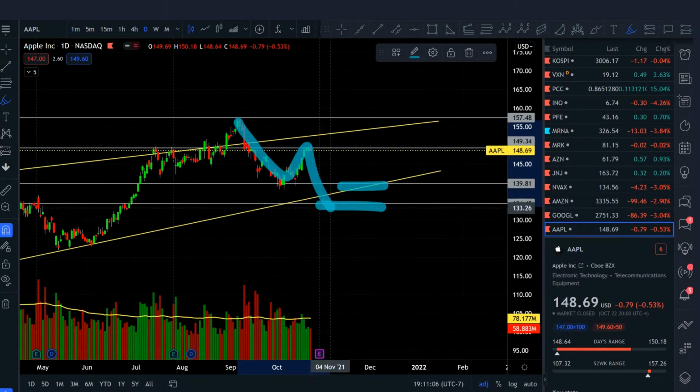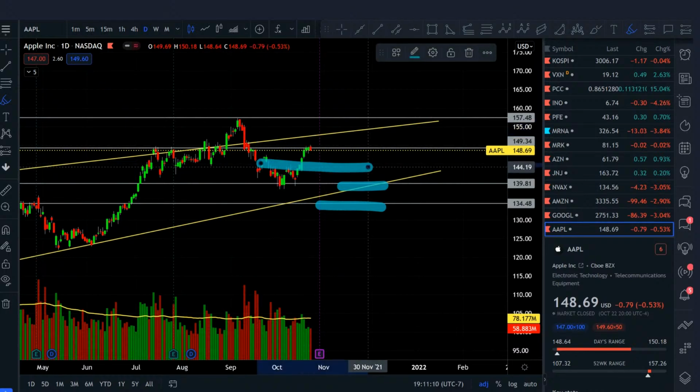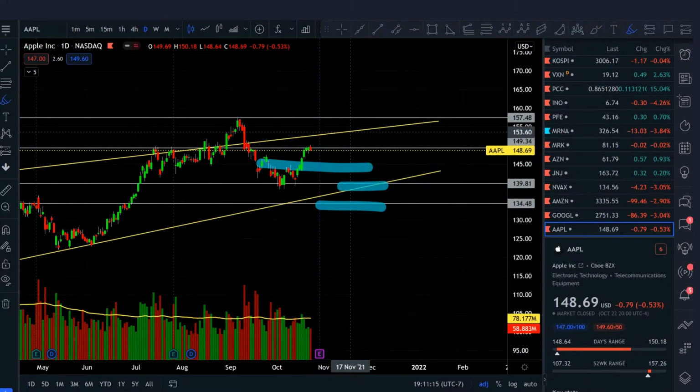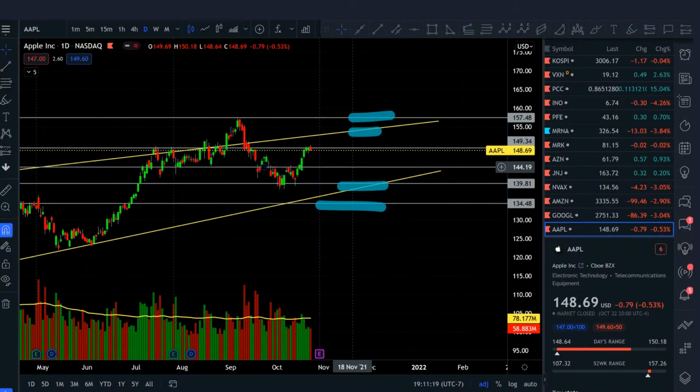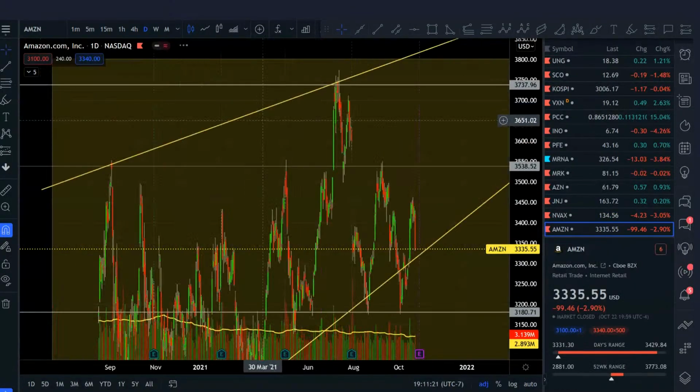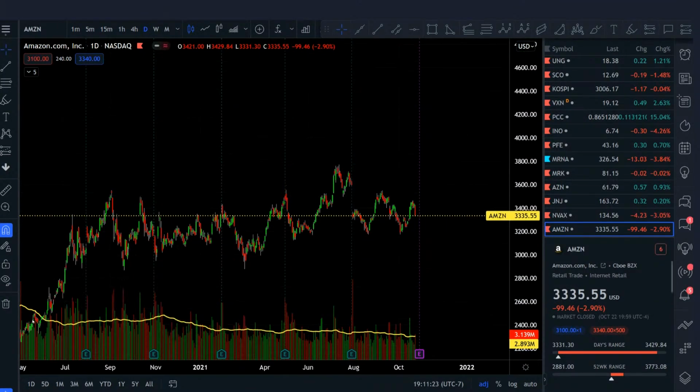So if this is a lower high, we can hit the lower low. But if it's not, we can still pull back to test the top of this upside down head and shoulders neckline after earnings and retest the top of here. So our topside targets would be like 153, 157. That's what I'm watching out for on Apple. Amazon is a little bit different.